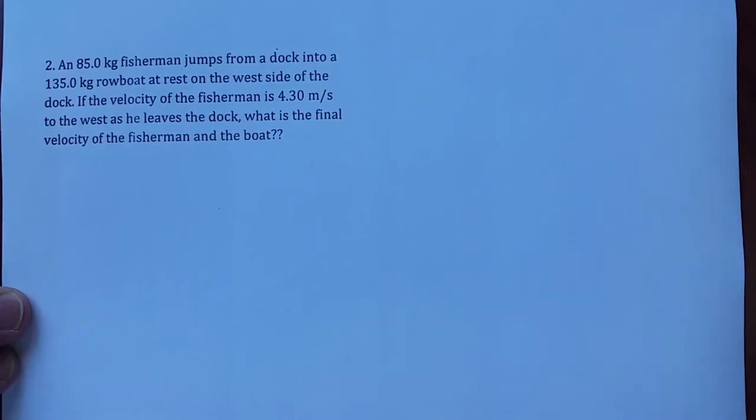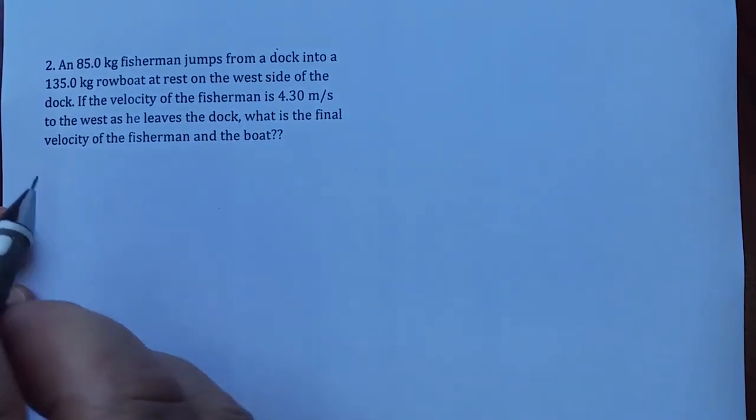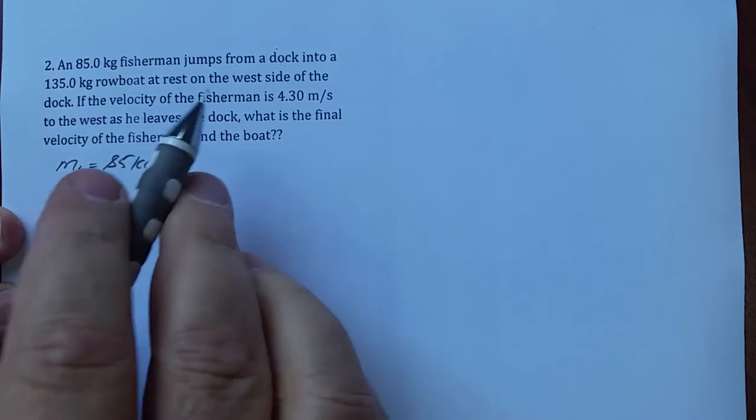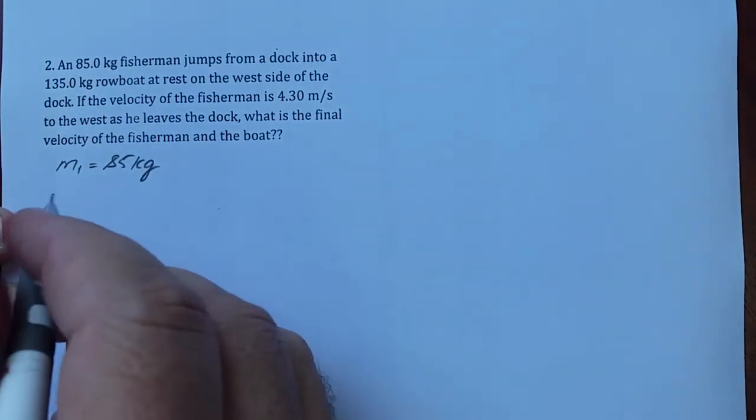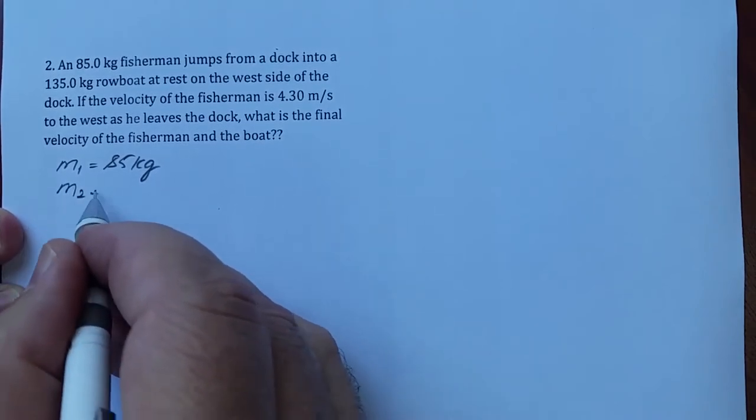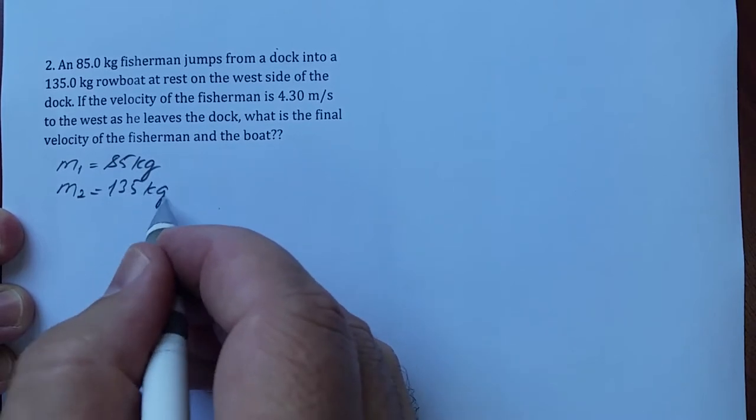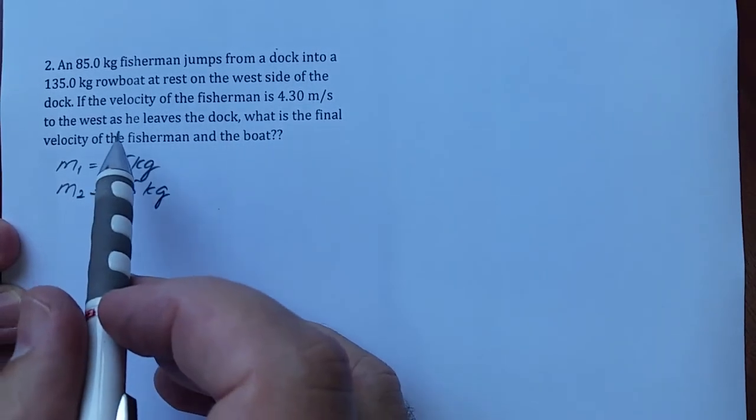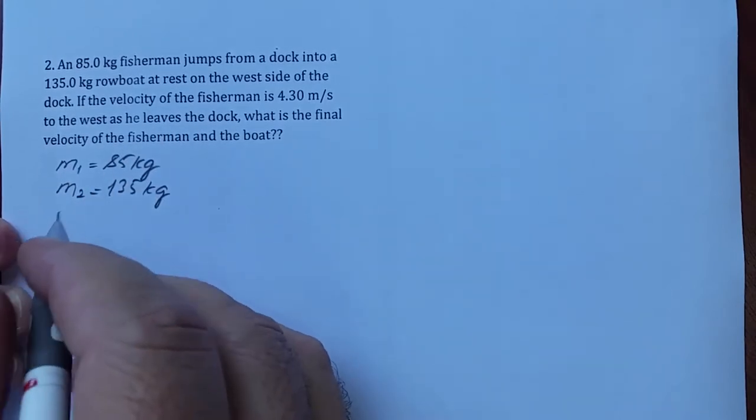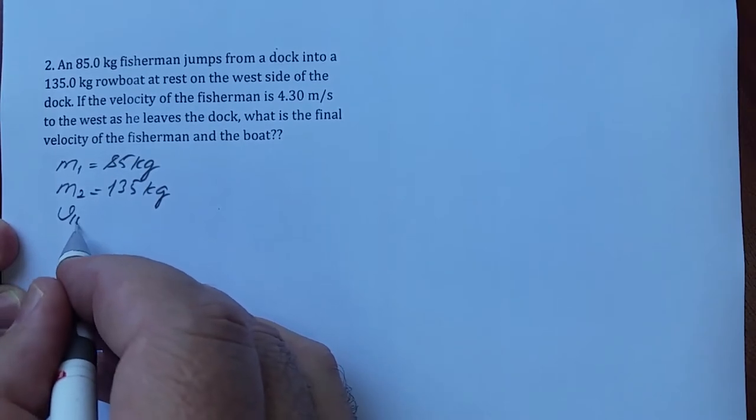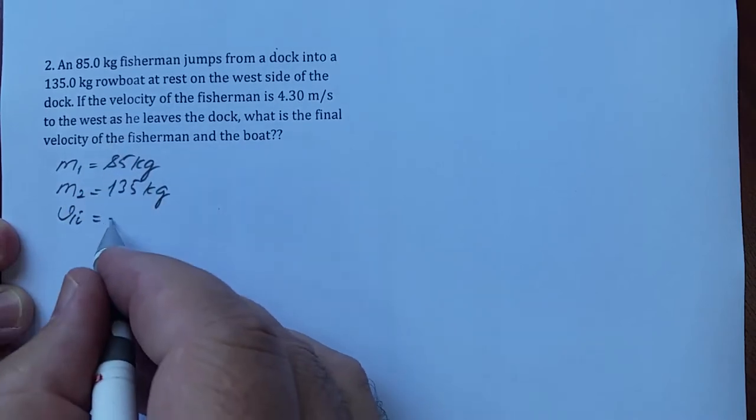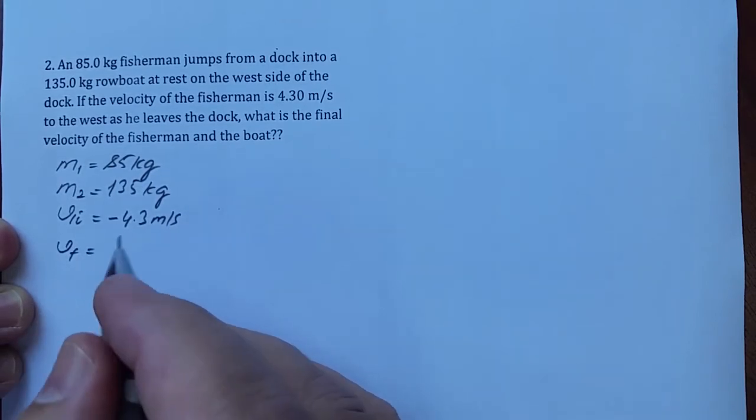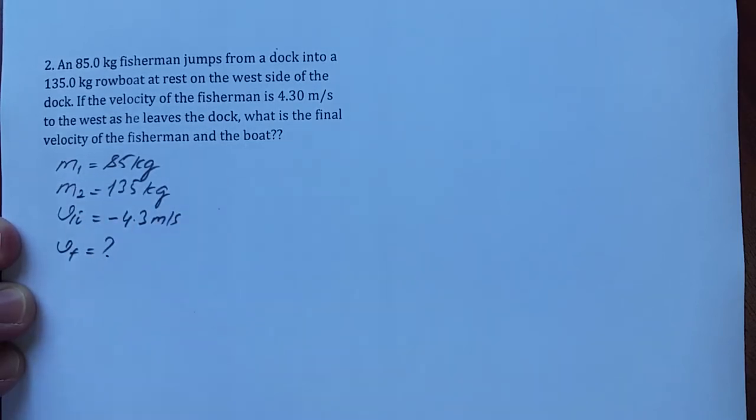That's the solution of the question. Okay, second question of practice 5D. An 85 kilogram fisherman, mass of fisherman given, so M1 is equal to 85 kilogram, jumps from a dock into a 135 kilogram rowboat. Mass of the boat is given, M2 is equal to 135 kilogram. His initial velocity is given. Now he will jump onto the boat and then they will move together. The initial velocity of the fisherman is V1 initial. Since it says west, I will say minus 4.3 meters per second. It asks for the final velocity of the fisherman and boat. Since they move together, it asks for them together.